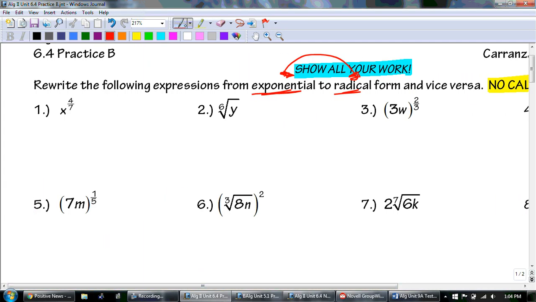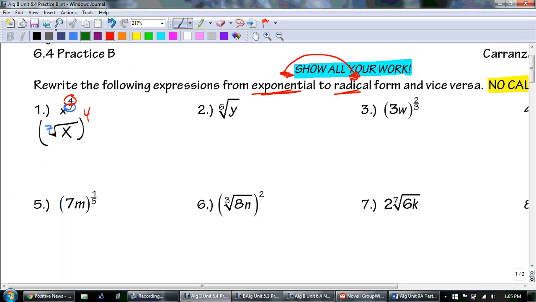Okay, so for our first one, it's in exponential, so we're going to change this to radical. Remember that the x goes down, and the 7 is our root, and then the 4, sorry, let me make sure I have the little tail going up, and then 4 is our exponent. So the root goes underneath, and the 4, the numerator, stays on top.